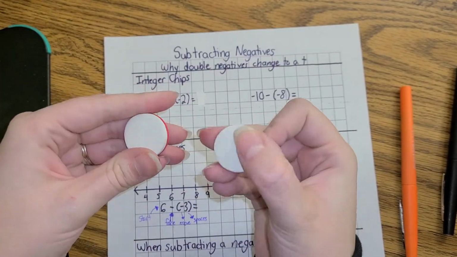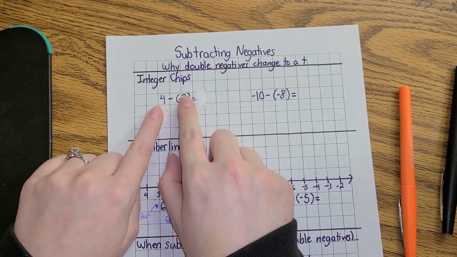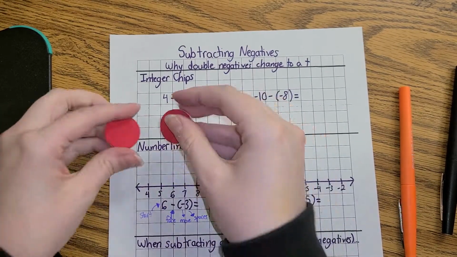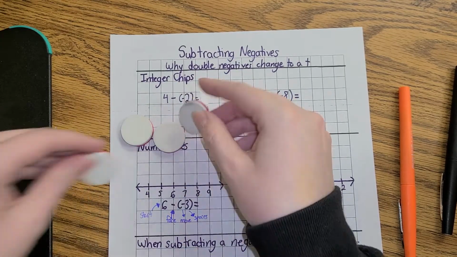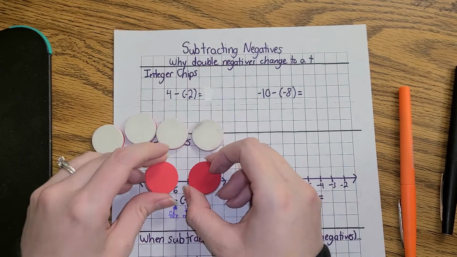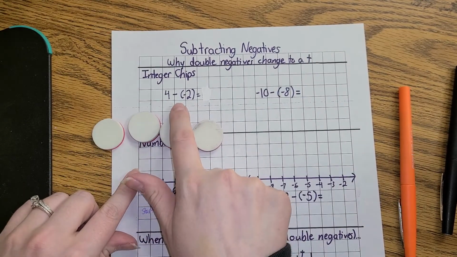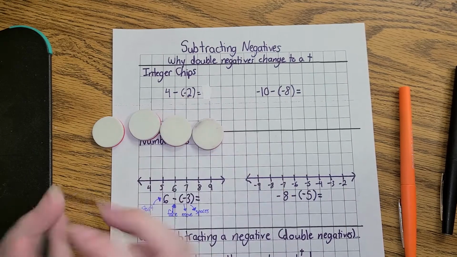Negative is red, positive is white. If I need to do 4 minus -2, I have 4 positives, and I'm not adding 2 negatives, okay? So I'm not going to add more chips. I have 4 total, and I need to subtract, take away 2 negatives.